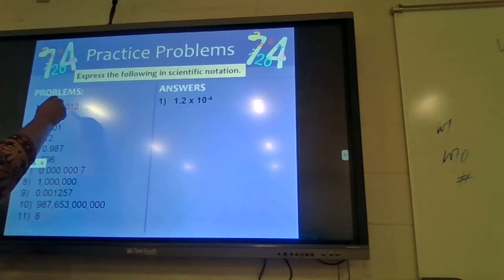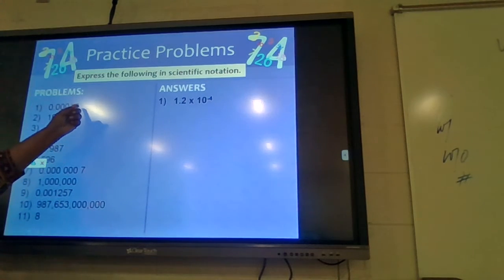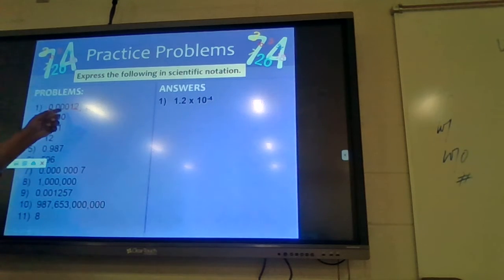1, 2, 3, 4. And I put it between 1 and 2 because remember, this number has to be greater than 1 and less than 10. So 1.2 is greater than 1, but it's less than 10. If I put it behind the 2, that would have been 12. That's greater than 10. So I moved it 1, 2, 3, 4 to the right. And my rules say if I move it to the right, then my exponent is what? Look at your rules you just wrote down. Negative.